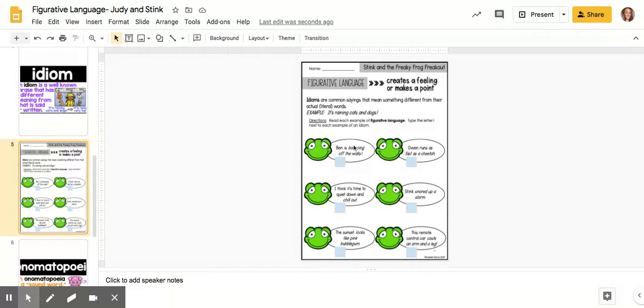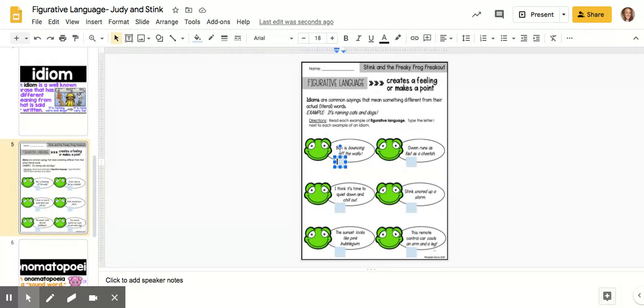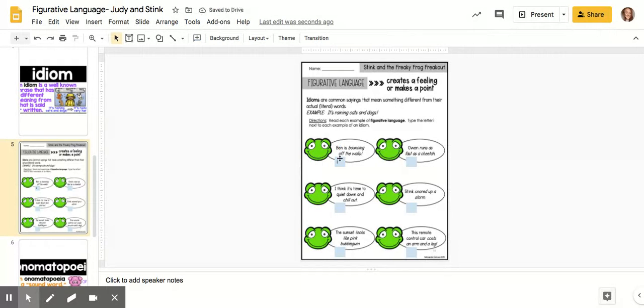On this slide, read each example of figurative language. Type the letter I next to each example of an idiom. Ben is bouncing off the walls. Does it really mean he's bouncing off the walls? No, we know that means he's excited, but it is an idiom, so I type I. You're going to go through that with each of them.